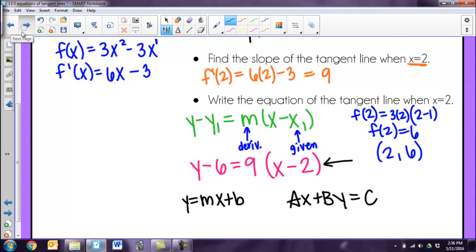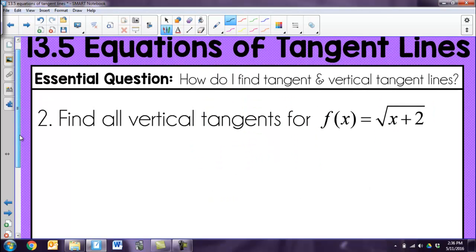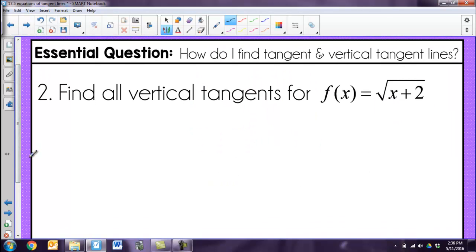Okay? The other thing they might ask you is to find vertical tangents of graphs. So when I'm looking for a vertical tangent, what that means is when I'm looking on my graph, my tangent line is vertical. It's an x equals line. It has an undefined slope. So where I really care about on these graphs is I want to know where the derivative is undefined.